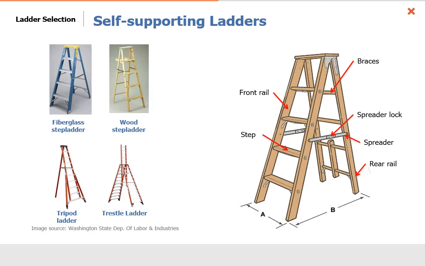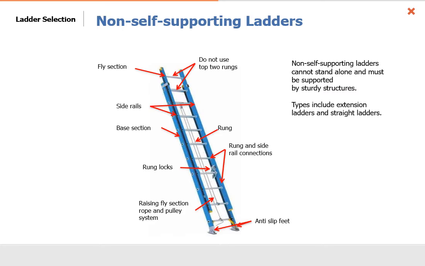Here are some photos of self-supporting ladders like step ladders. These also come in a variety of fiberglass, wood, and metal, very similar to the ones that we just reviewed. Non-self-supporting ladders: this is a photo of an extension ladder, and it breaks down some of the parts and pieces of what an extension ladder has. Non-self-supporting ladders cannot stand alone and must be supported by sturdy structures. Types include extension ladders and straight ladders.